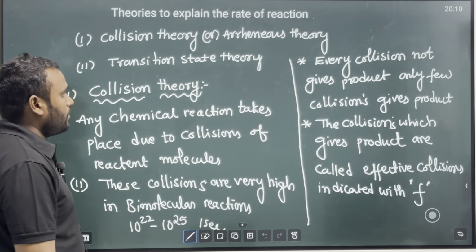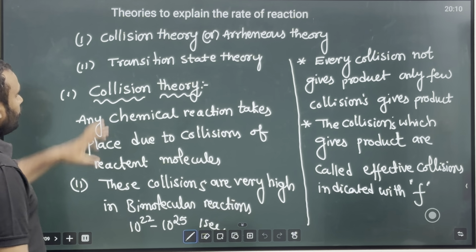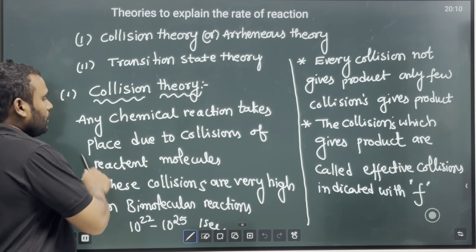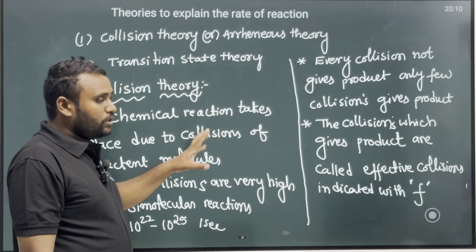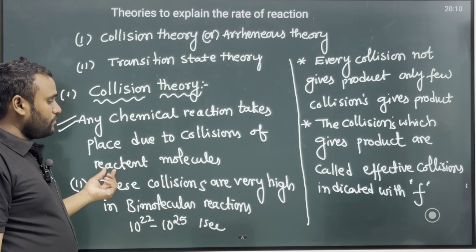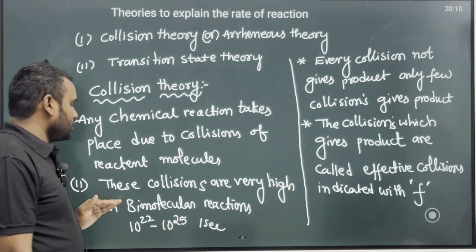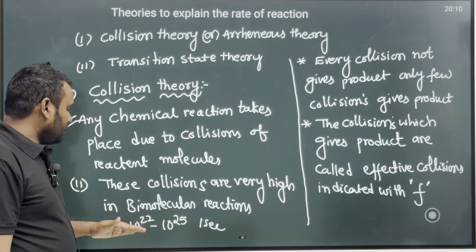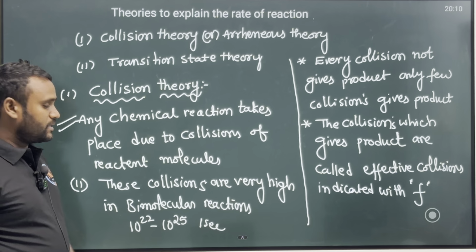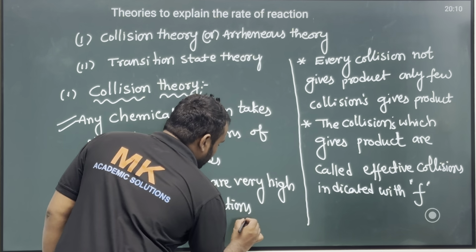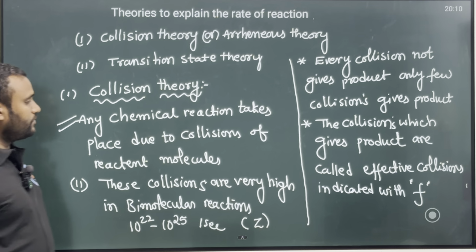Let us revise the points we have discussed in the collision theory. The collision theory tells that any chemical reaction takes place due to collision of reactant molecules. These collisions are very high in case of bimolecular reactions, that is 10 to the power of 22, 10 to the power of 25 collisions per second. This is also known as the collision frequency Z.